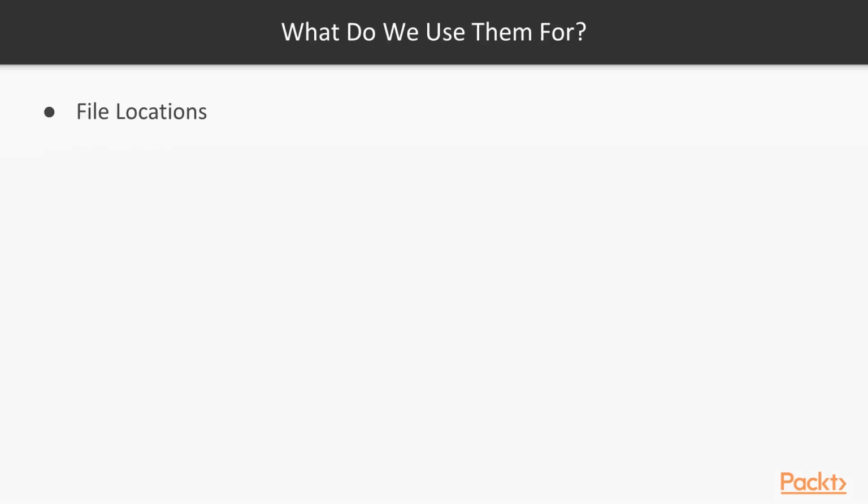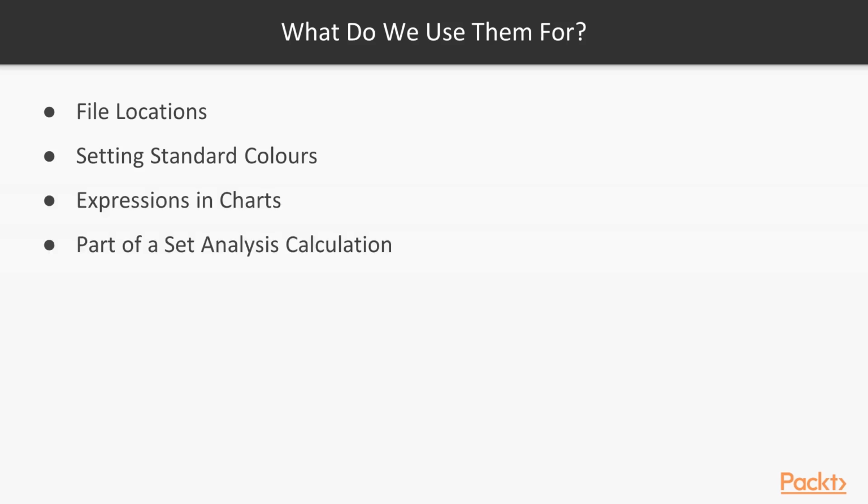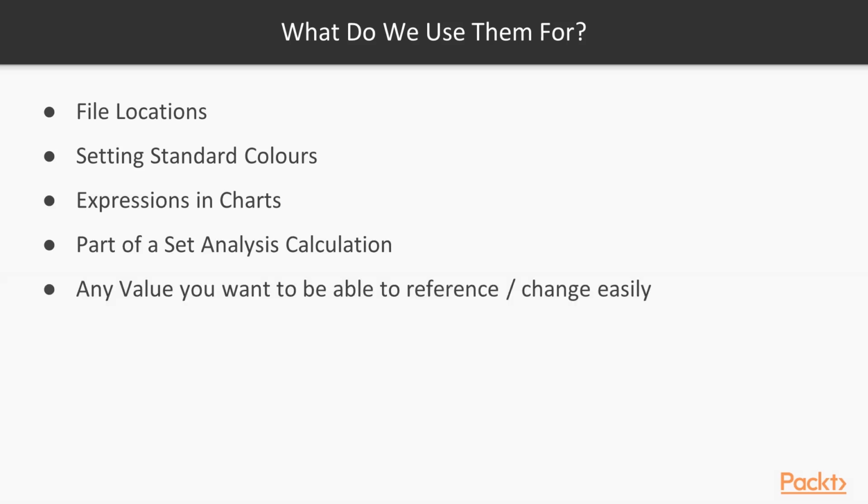What do we use them for? So I would traditionally use them for things like file locations, so I'm not hard coding directories in every load. Also to set our standard colours, so I don't have to remember what the RGB is. I can just call it a sensible name and reference that. And if I'm using the same expression over and again, I'll put that into a variable as well, so I can reference it directly. And then if I need to change that expression, I've only got one place to change it in. And sometimes we'll use it as part of a set analysis expression to make it more readable.